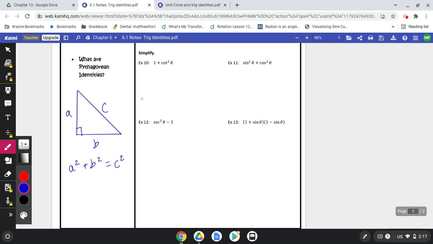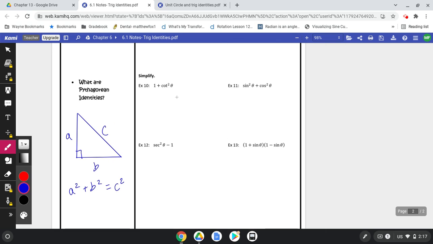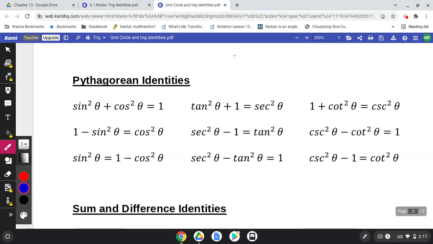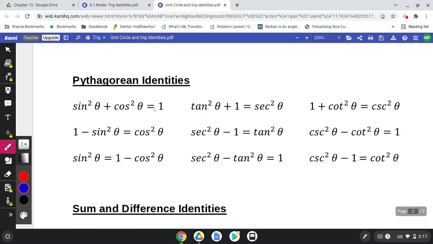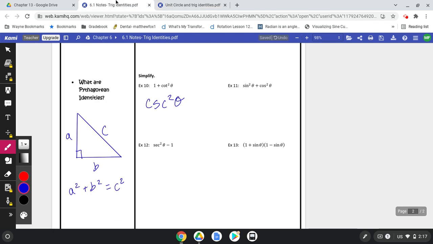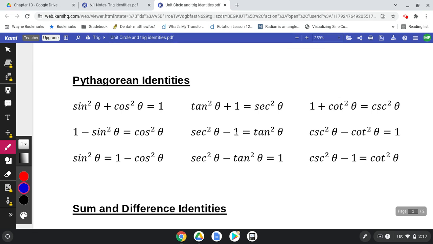So back to the original here. 1 plus cotangent squared. So we look here, 1 plus cotangent squared right here is cosecant squared. So that is all we do. Next one, sine squared theta plus cosine squared theta. You might remember that. That was the first one we talked about, equals 1. Okay, secant squared theta minus 1. Secant squared theta minus 1 is tan squared theta.